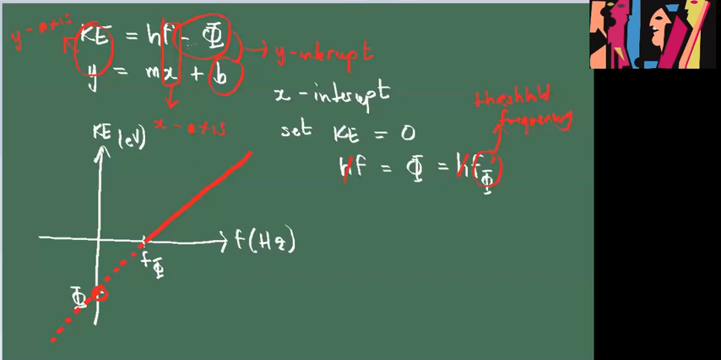Now, the final thing to note is that, okay, in orange, this is the slope or the gradient of my line. Okay, the slope. So the slope here, slope is h. It's Planck's constant.